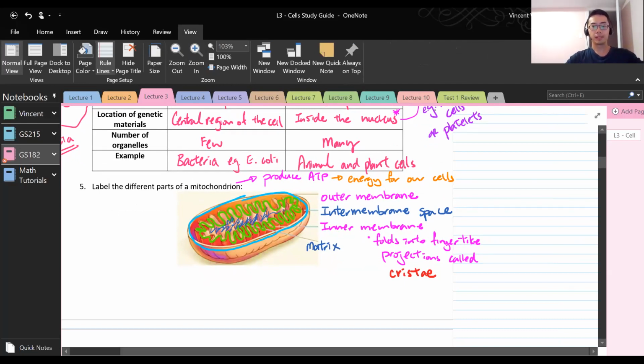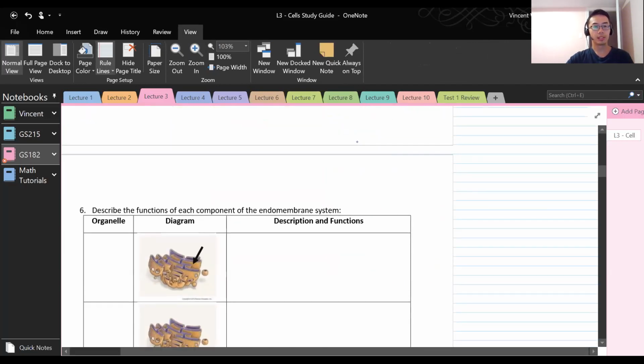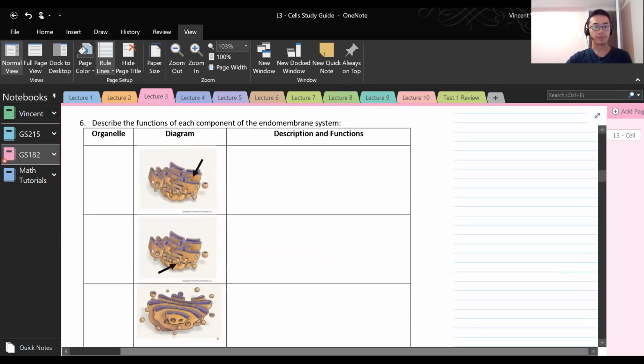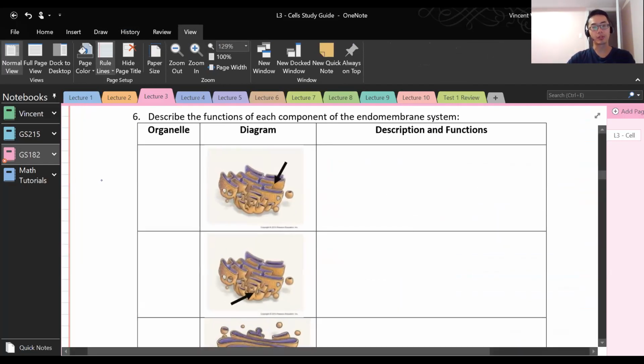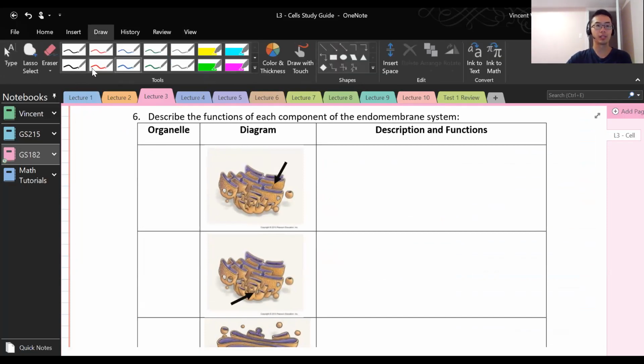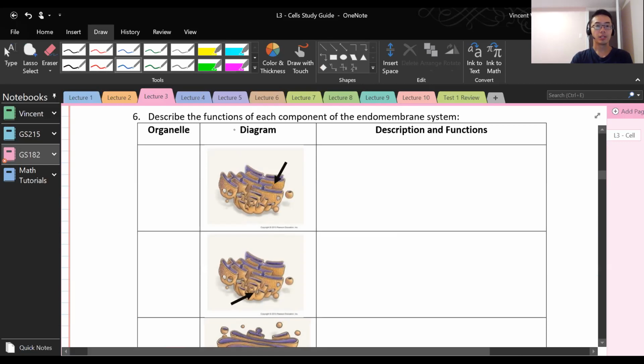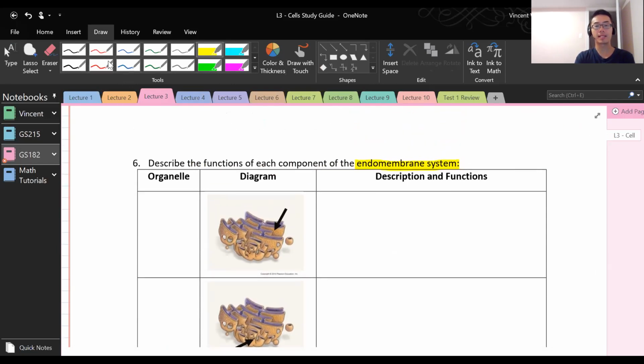All right, let's move on to talking about the different organelles, and we will describe them and talk about their functions. So first one, what is this pointing at? By the way, everything in this chart is part of the endomembrane system. The endomembrane system is basically a network of membranes that are found within the cell. Let me write that down for you.